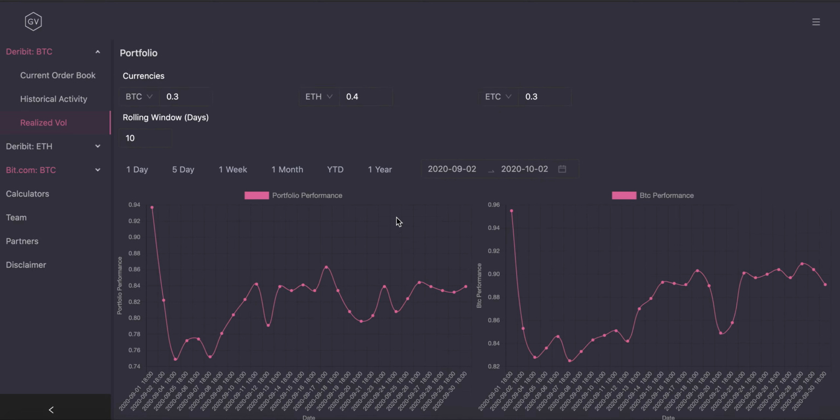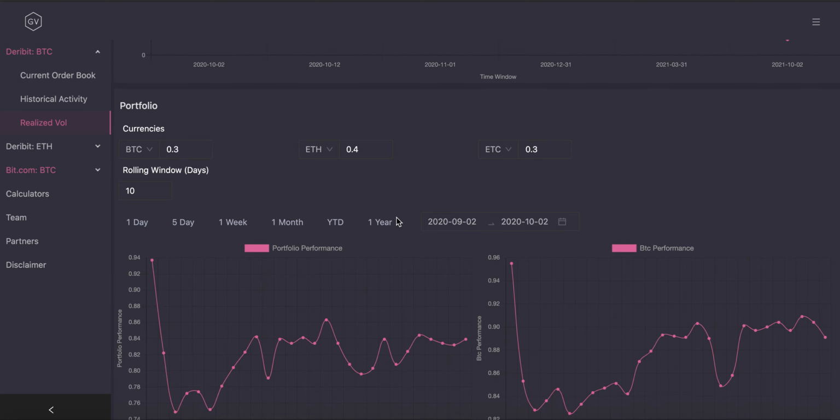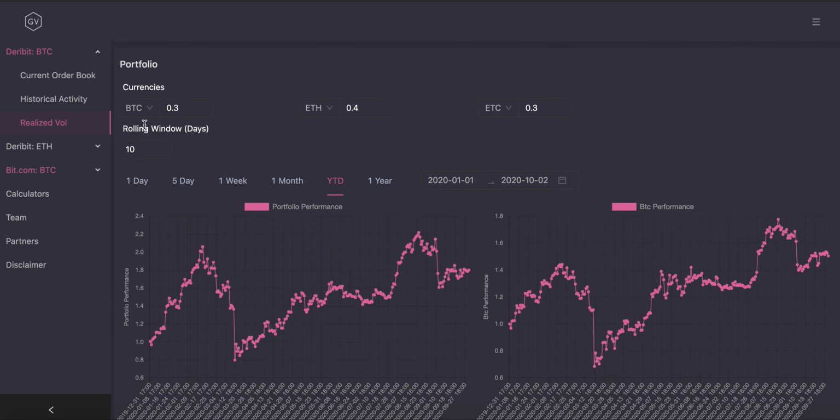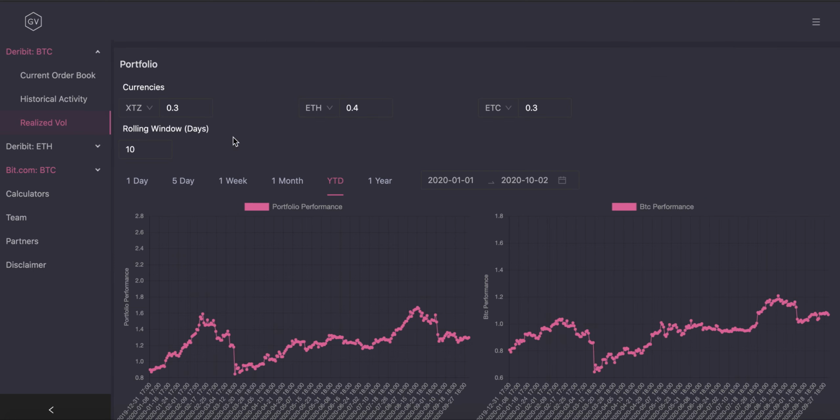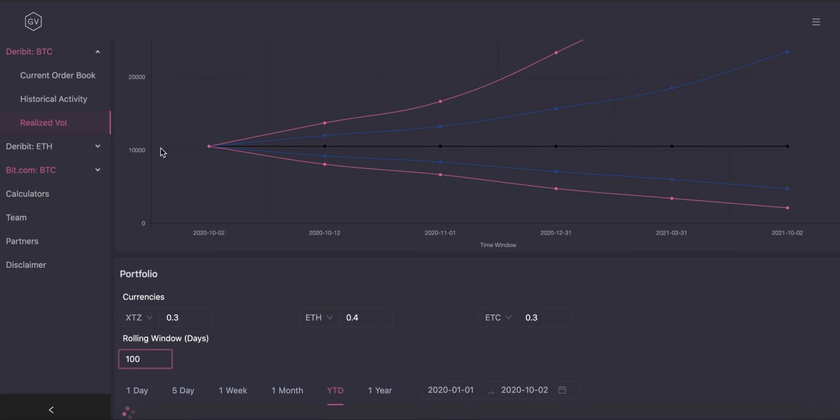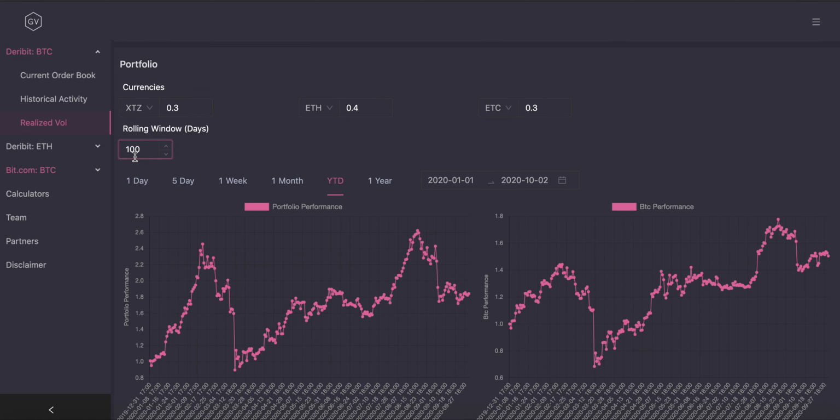Scrolling down here some more, we have a portfolio tool. So we can go ahead and pick out a date range, and we can pick out different cryptos from this drop-down menu, and we can assign them different weights. So let's say I want to look at XTZ and ETH and Ether Classic, a portfolio of those, and then I'm going to calculate the stats over a 100-day lookback.